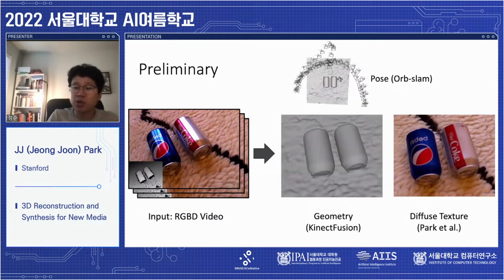From this RGBD video, we start by estimating the camera pose using off-the-shelf SLAM libraries and reconstruct the geometry using a technique called Kinect fusion. We also estimate the diffuse texture using an existing work of myself.